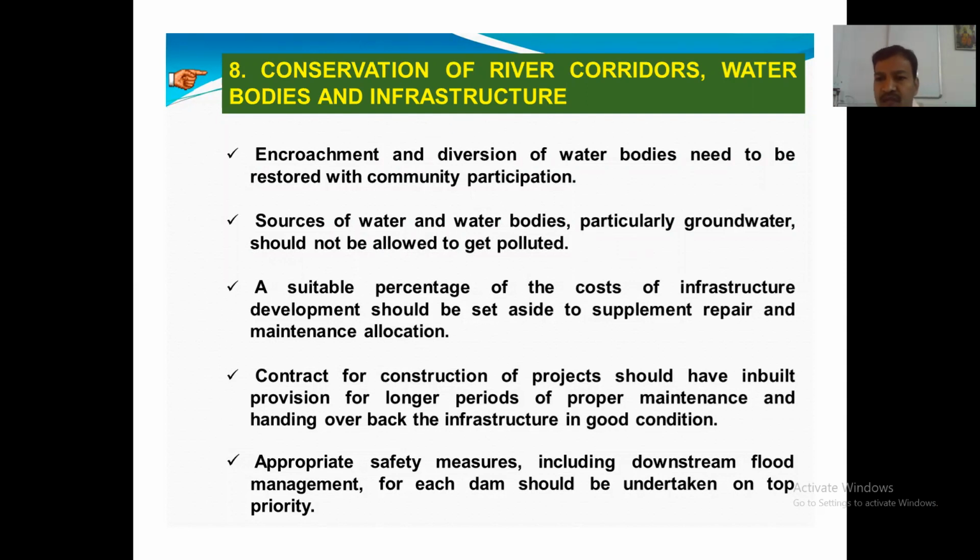It should not be polluted with chemicals or any other waste materials like plastics or any impurities. Therefore, these resources should be preserved carefully so that the water may be used for drinking purposes and for supplying water to the crops.